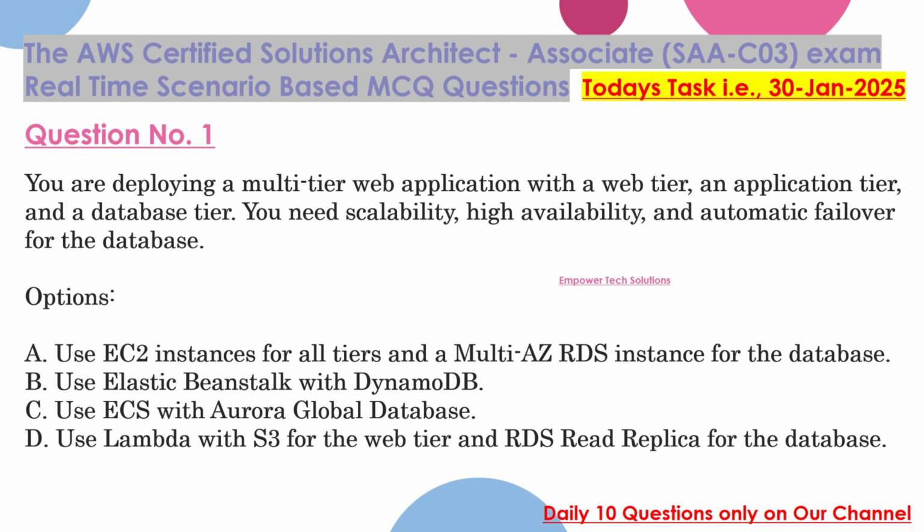You are deploying a multi-tier web application with a web tier, an application tier, and a database tier. You need scalability, high availability, and automatic failover for the database. Options: A. Use EC2 instances for all tiers and a multi-AZ RDS instance for the database. B. Use Elastic Beanstalk with DynamoDB. C. Use ECS with Aurora Global Database. D. Use Lambda with S3 for the web tier and RDS read replica for the database.